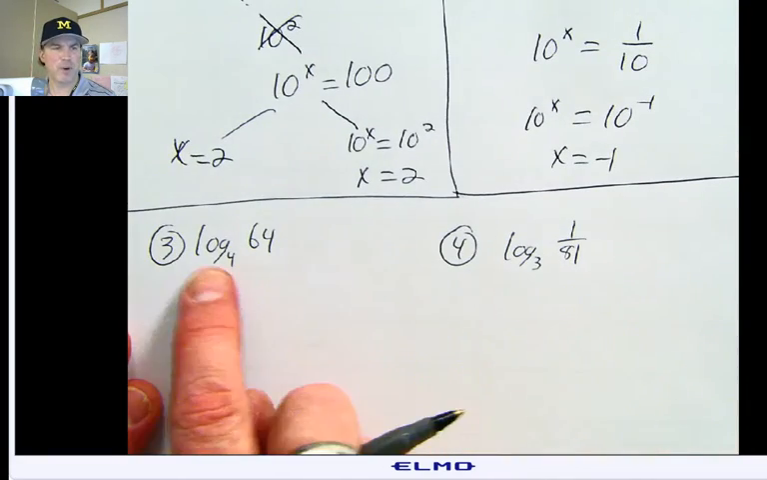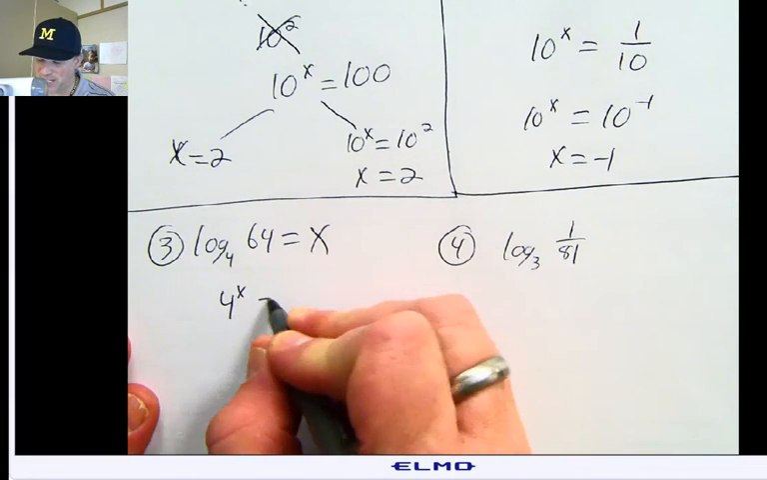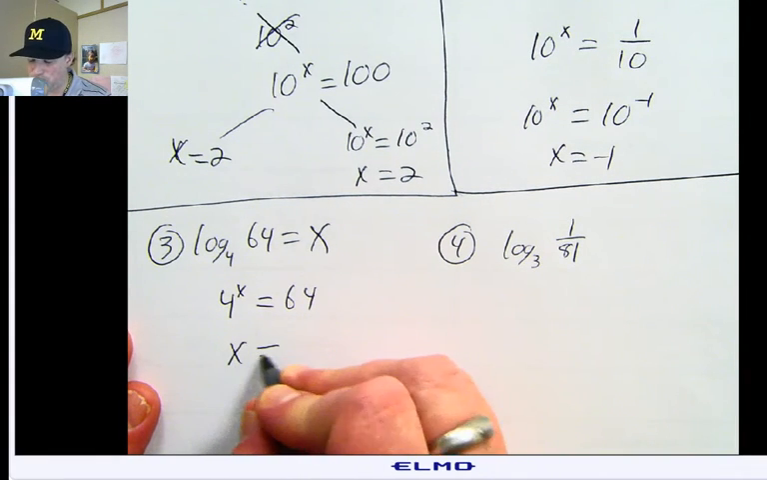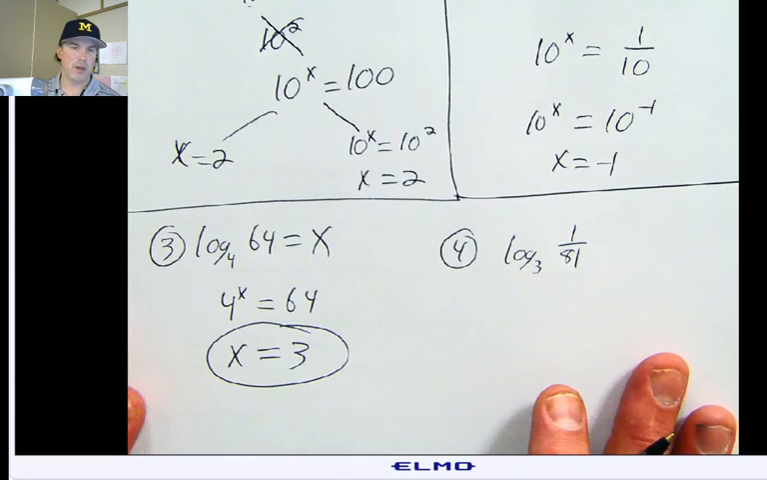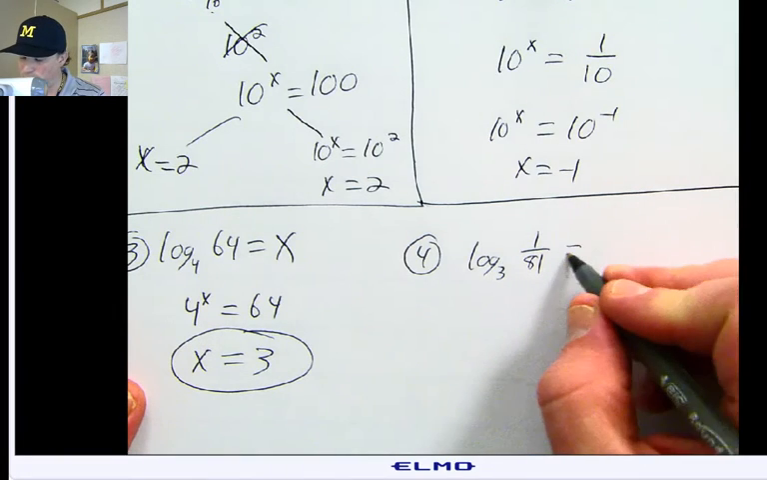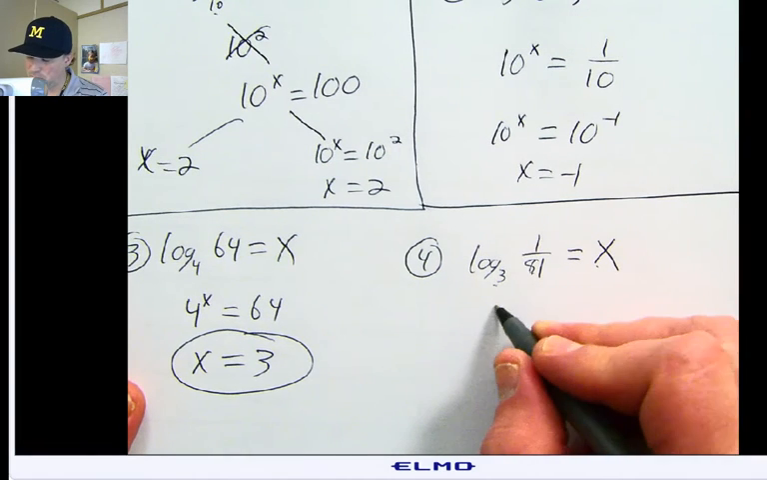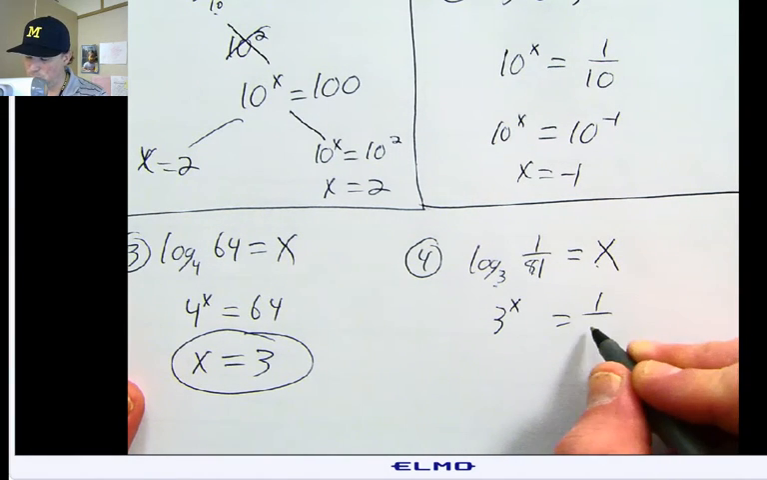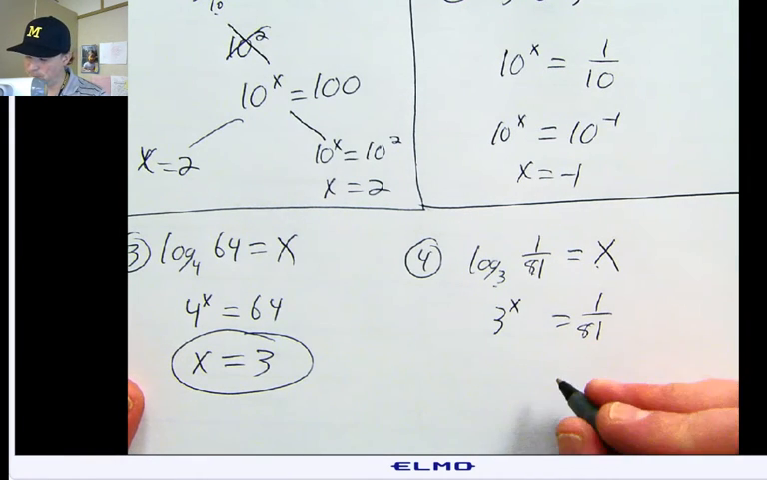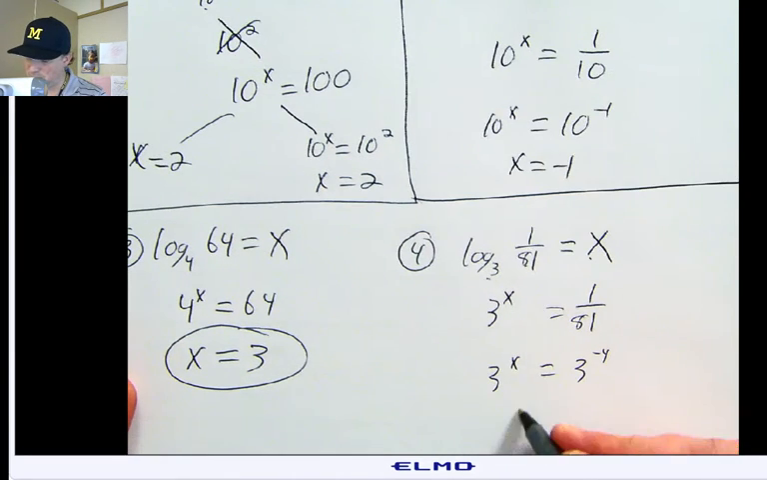Log base 4 of 64, if that's equal to x. b to the y equals x. 4 to the x equals 64. 4 to what power is 64? That is 3. So x equals 3. Last one. Log base 3 of 1 over 81 is equal to some number. So b to the y equals x. 3 to the x equals 1 over 81. 1 over 81, that's 3 to the negative 4. So x is negative 4.